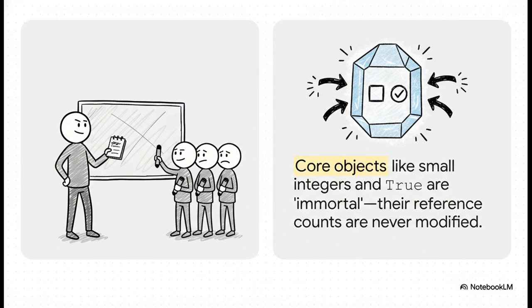And immortal objects are just what they sound like. Things like True, False, and small integers are now immortal. They never get destroyed, so you don't even need to bother with reference counting for them. Both are clever tricks to minimize that performance tax.